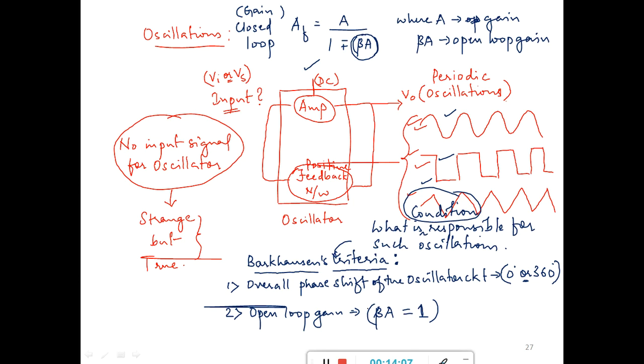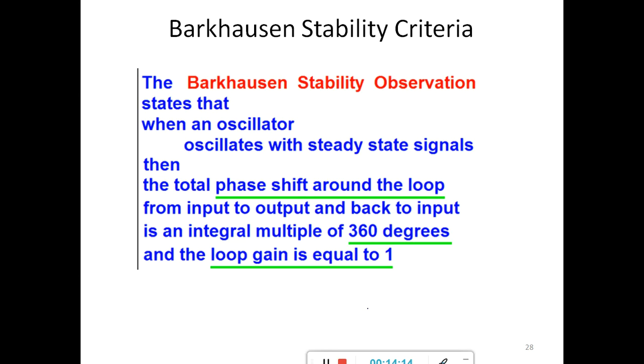With this, let us move forward and look at the actual block diagram of a particular oscillator circuit. Before that, let us go through the Barkhausen's stability criterion points again. What does it state? It states that when an oscillator oscillates with steady state signals, then the total phase shift around the loop from input to output and back to the input is an integral multiple of 360 degrees, and the loop gain is equal to 1.